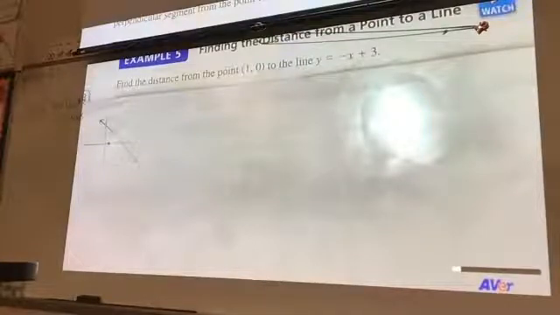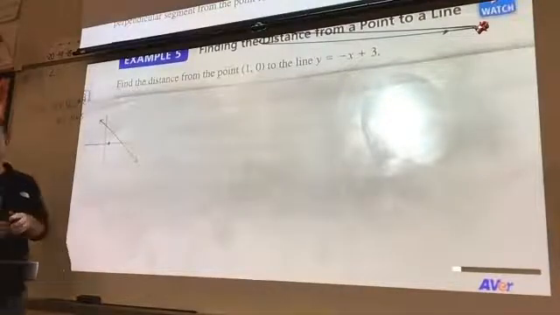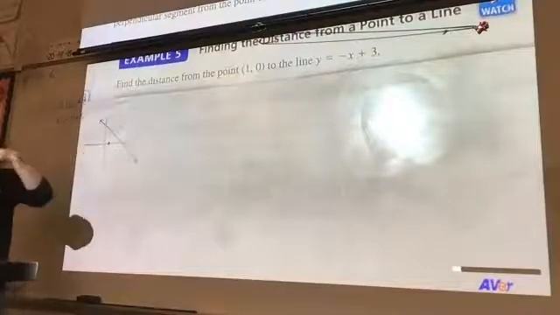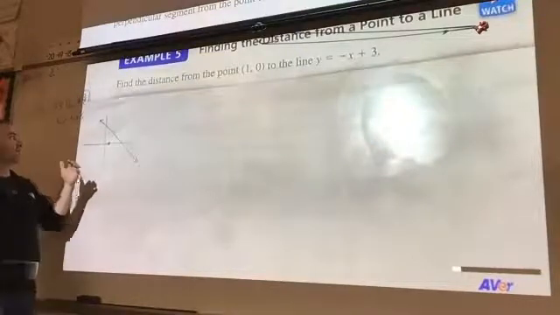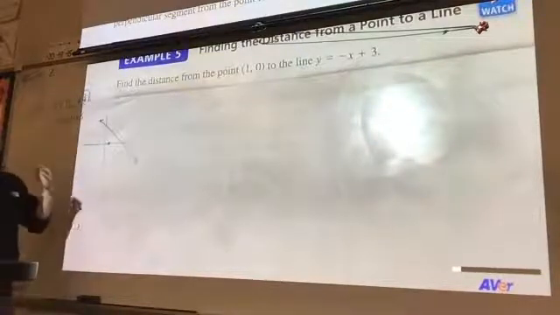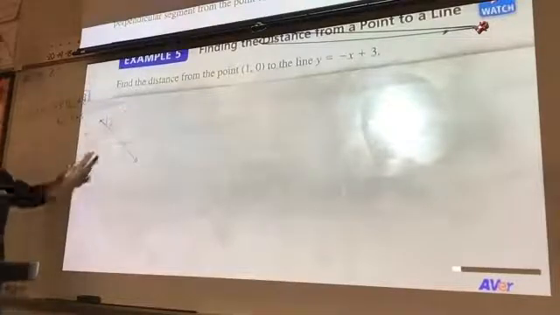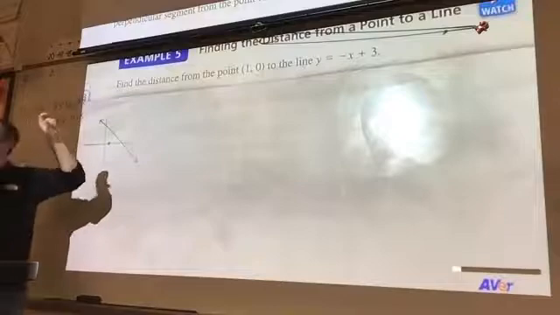So now, what do we know for sure about the distance from a point to a line? Evan? Yeah, we're looking for the shortest distance, and that's when it's perpendicular. So we have to do something with perpendicular. This is where that last thing we just talked about comes in. What we're going to do is find the equation of the perpendicular line, because that's going to help us determine the distance that we need.